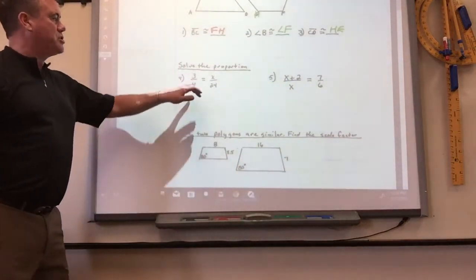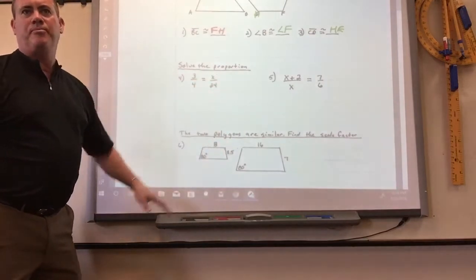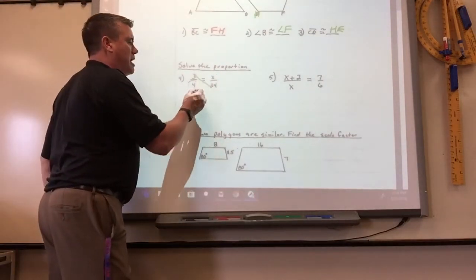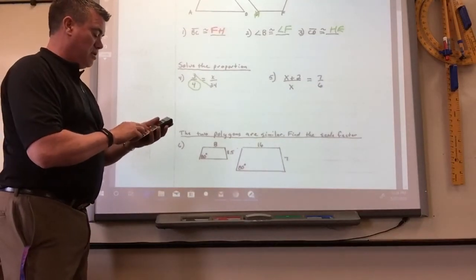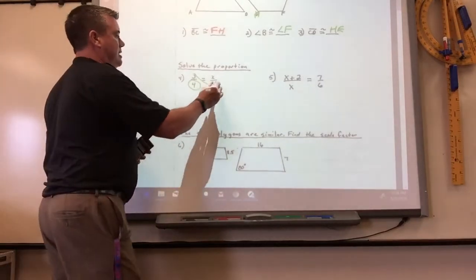Okay, solving proportions. This is an easy one. You just cross multiply and divide. 3 times 24 divided by 4 is 18.